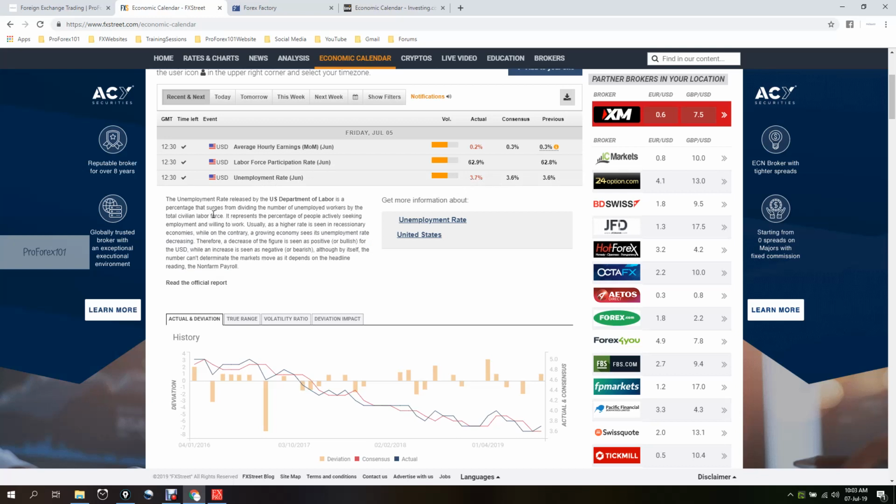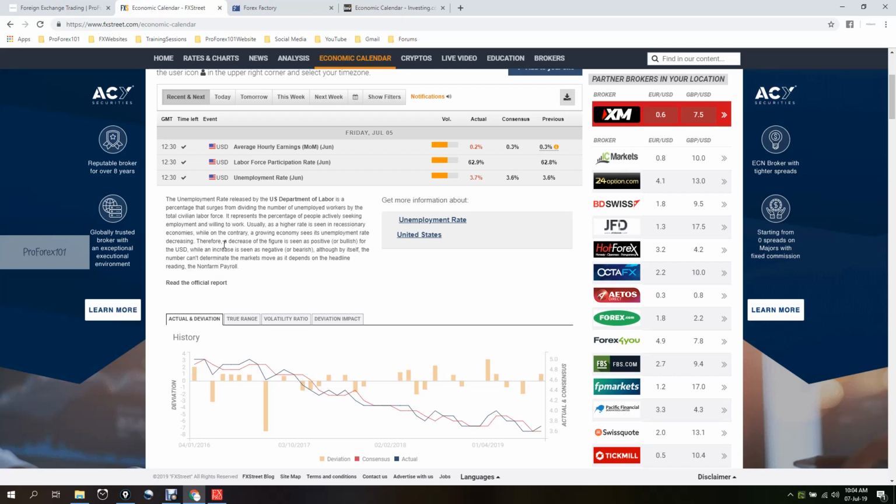For example, we'll just read this. The unemployment rate released by the US Department of Labor is a percentage that comes from dividing the number of unemployed workers by the total civilian labor force. It represents the percentage of people actively seeking employment and willing to work. Usually, a higher rate is seen in recessionary economies, while on the contrary, a growing economy sees its unemployment rate decreasing.